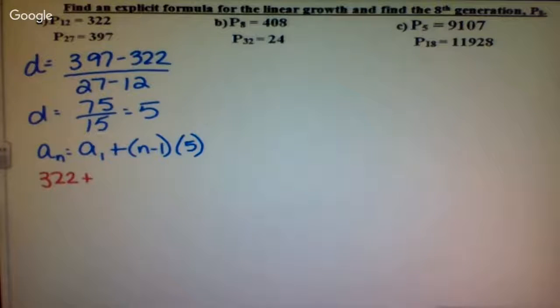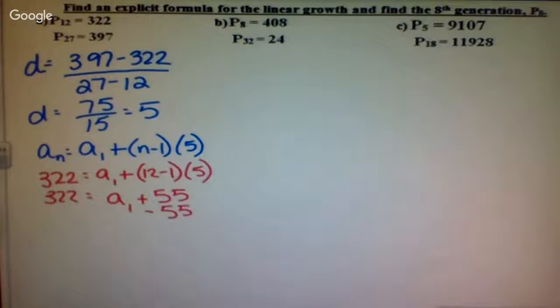Whoops, that should be equals. Equals A sub 1 plus my n value is 12 times 5. Okay, so 12 minus 1 is 11 times 5 makes this 55. And we have to subtract 55 from both sides. So what is A sub 1? You said what? 267.